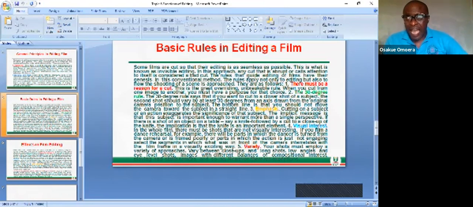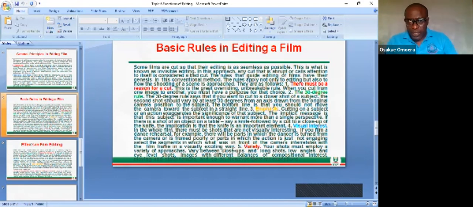They are as follows. 1, there must be a reason for a cut. This one is a universal principle. You don't just go into the editing studio and start cutting. There must be a reason for a cut. And we've established the functions of editing. Is it that you want to avoid wastage? Is it that the time you have allotted, you have exceeded it? Is it that there are things that are offensive to other ethnicities around you or other races around you, as the case may be? So there must be a reason for a cut.